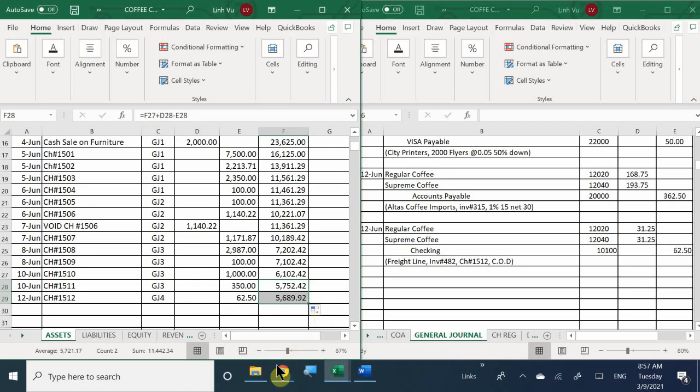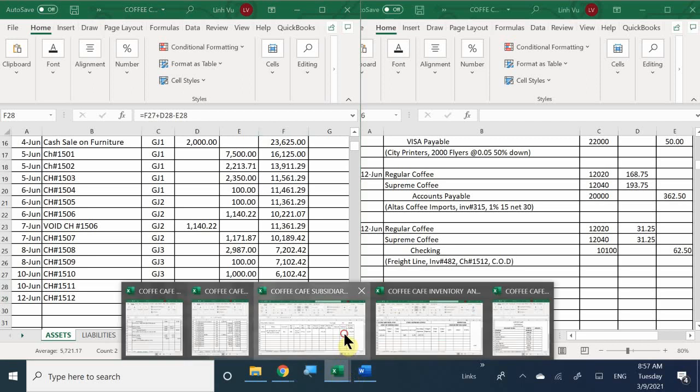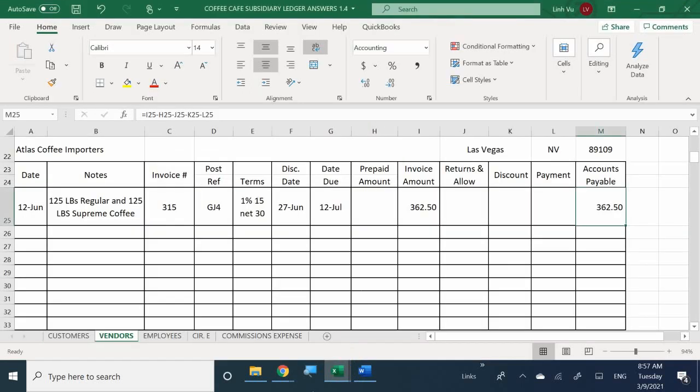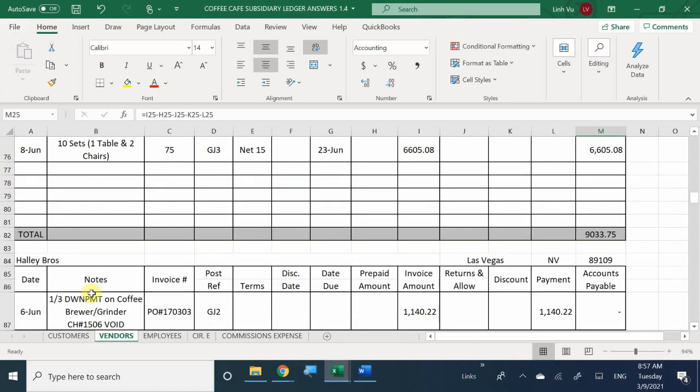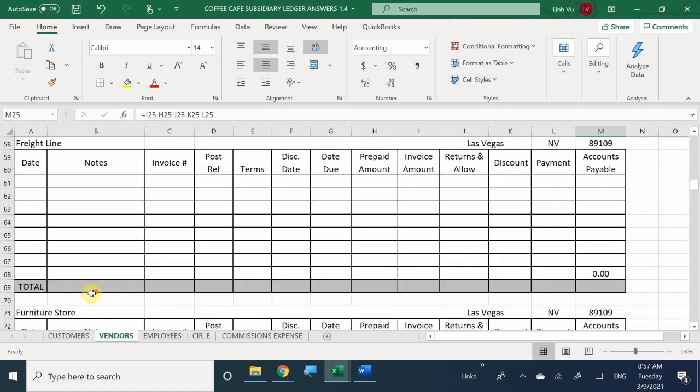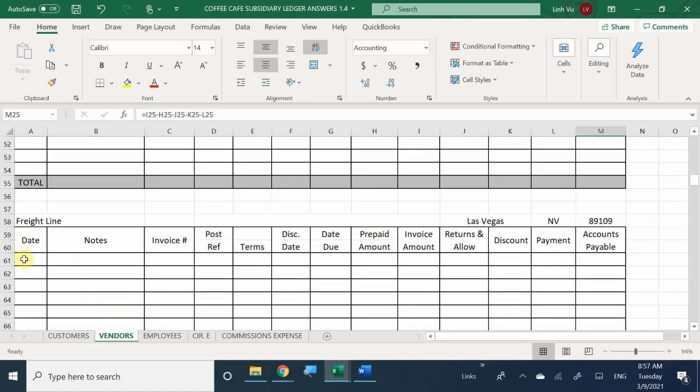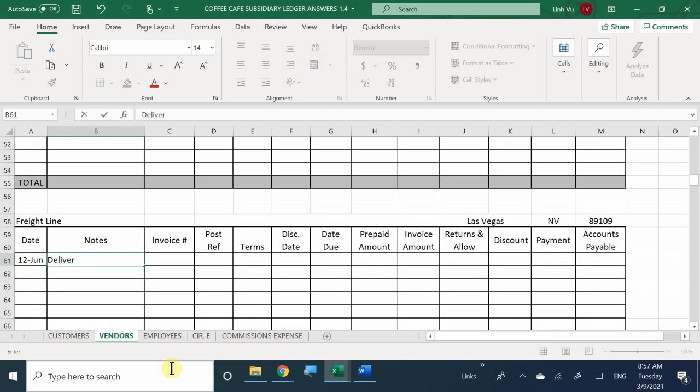All right. Now that we've done that, we got to go to our subsidiary ledger. This time, we're going to be looking at Freight Line. Here we are, Freight Line. Once again, I'm going to put the date, and this is where you can say that they delivered the coffee. Give me one second.